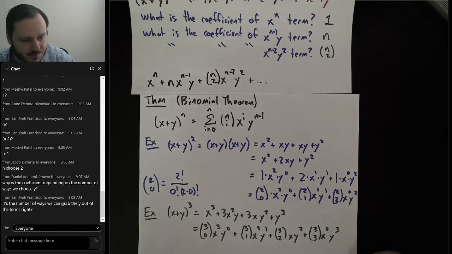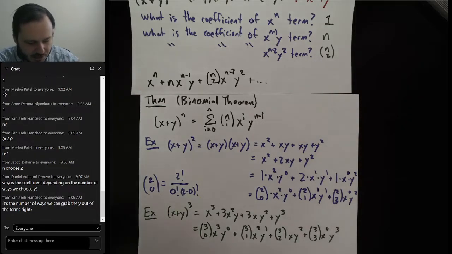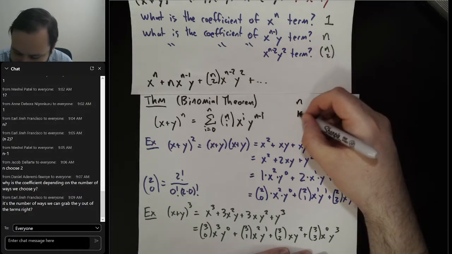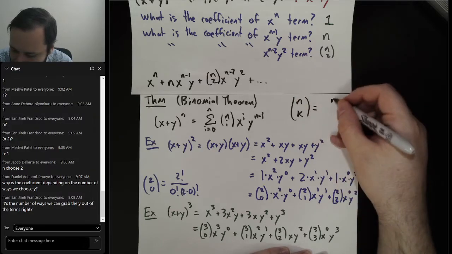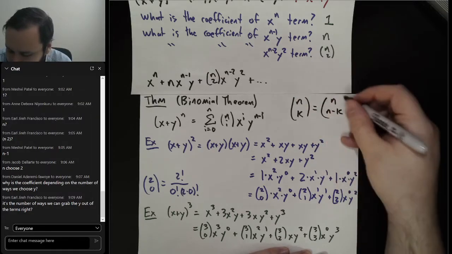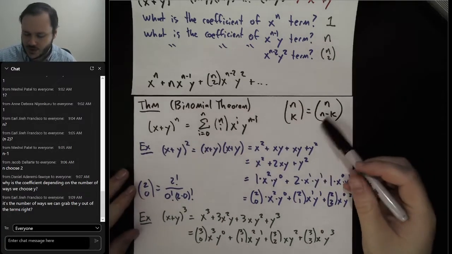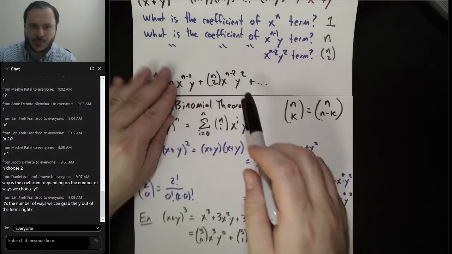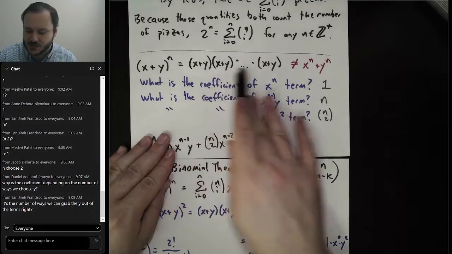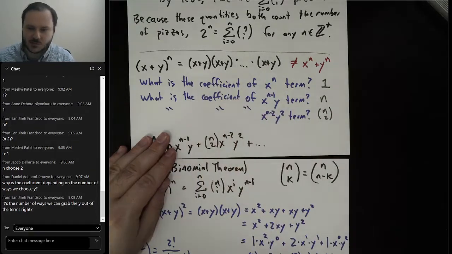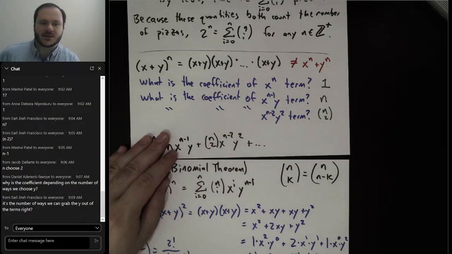Why is the coefficient depending on the number of ways we choose y? Really good question. Remember this equality we saw earlier. n choose k is equal to n choose n minus k. So if you prefer, we're either picking how many times we choose y or picking how many times we choose x. You can think of it in either case.